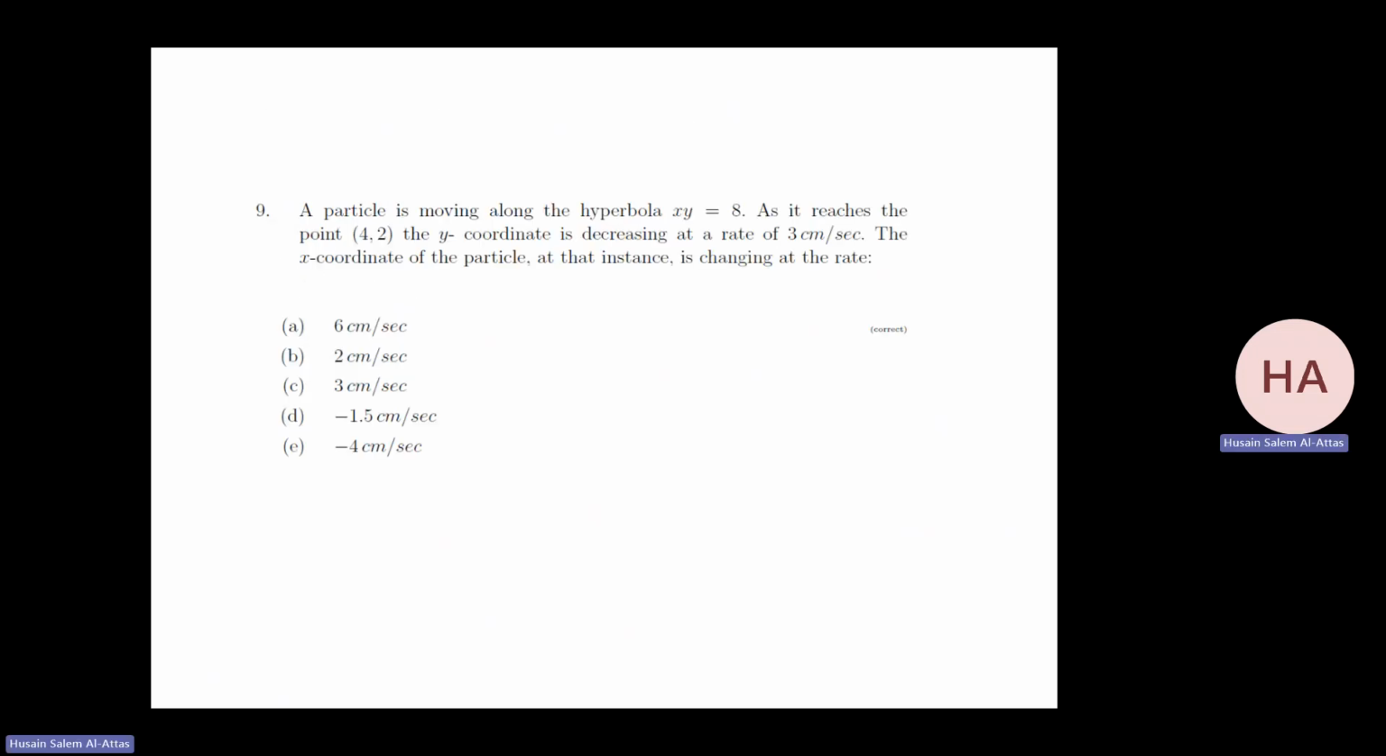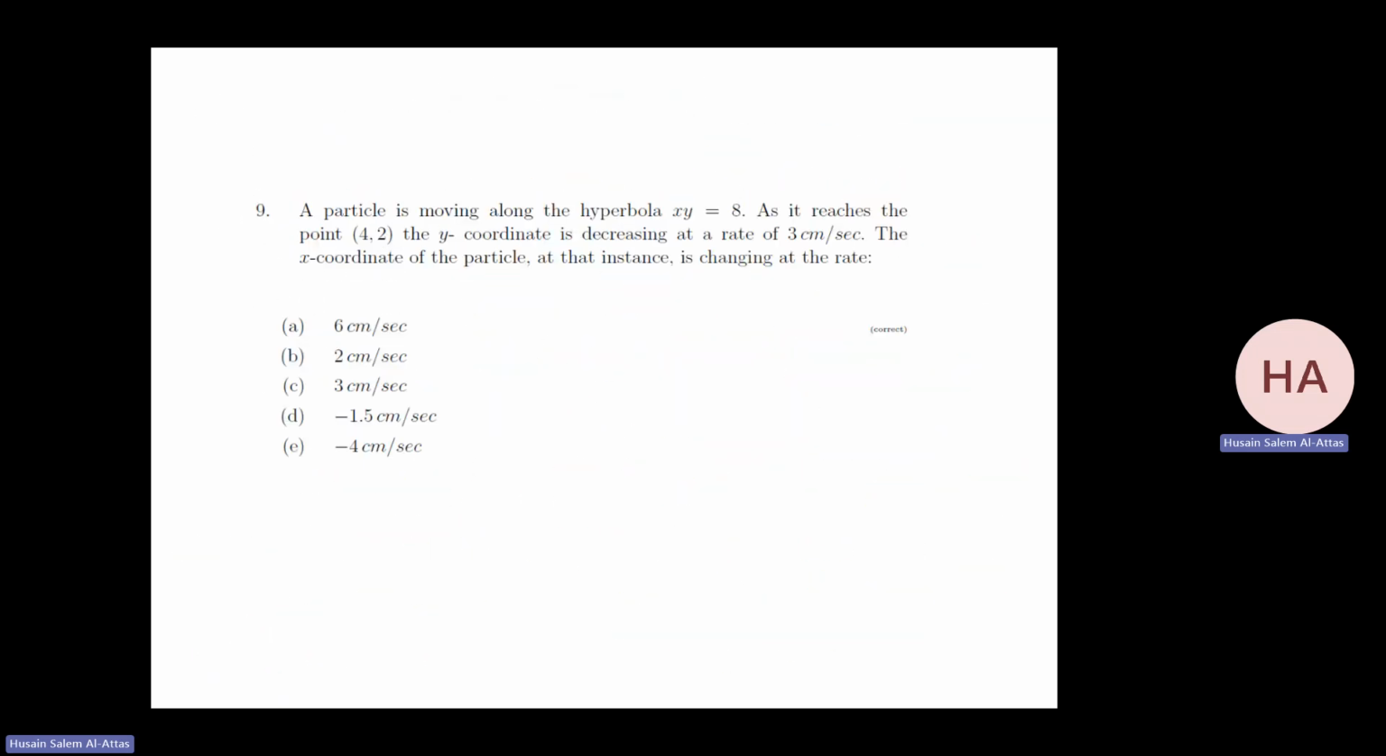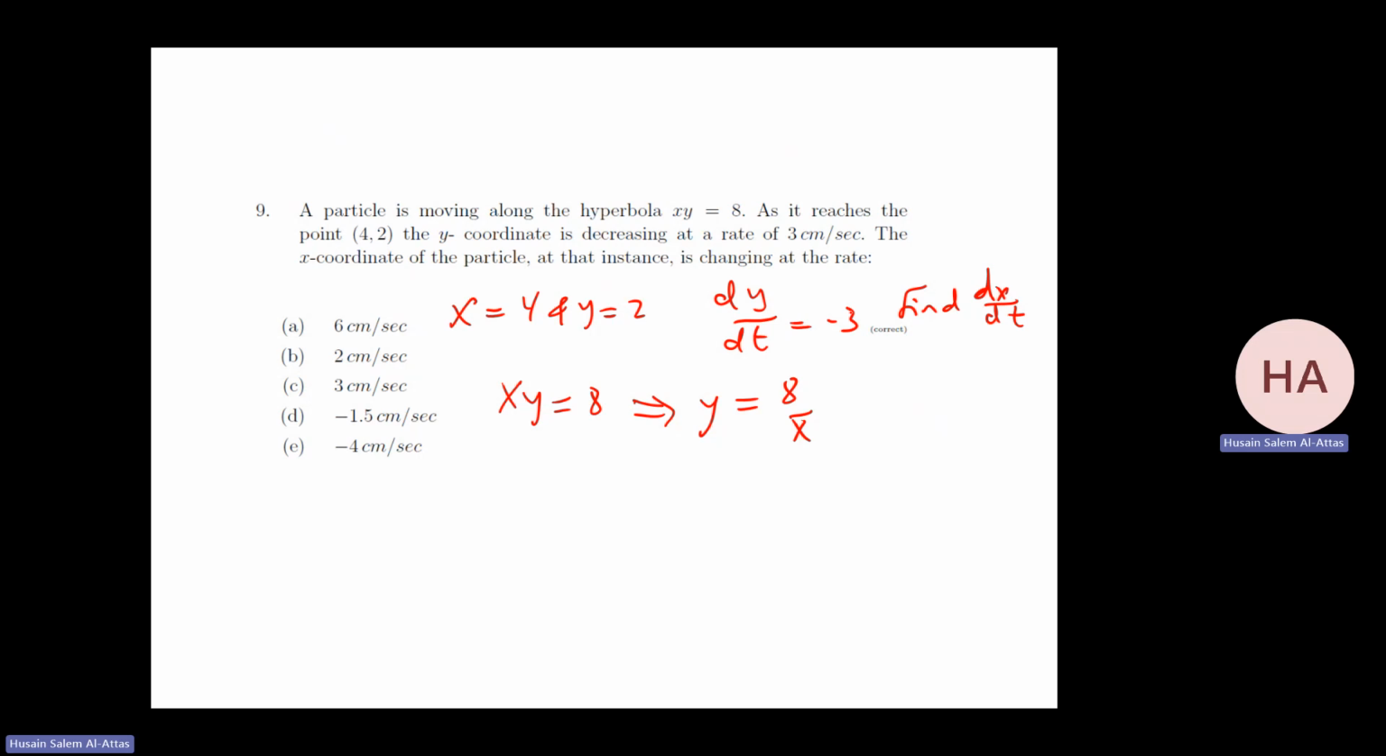A particle is moving along this hyperbola. It reached the point. This one, I think, is the same question, is it? No, this is 16, this is 8. Same idea. Okay, so I have x equals 4, y equals 2. I have dy by dt equal to minus 3. Find dx by dt. Okay, what is the relation? xy equals 8. By the way, you can solve this as y equals 8 over x. That will make it easier.